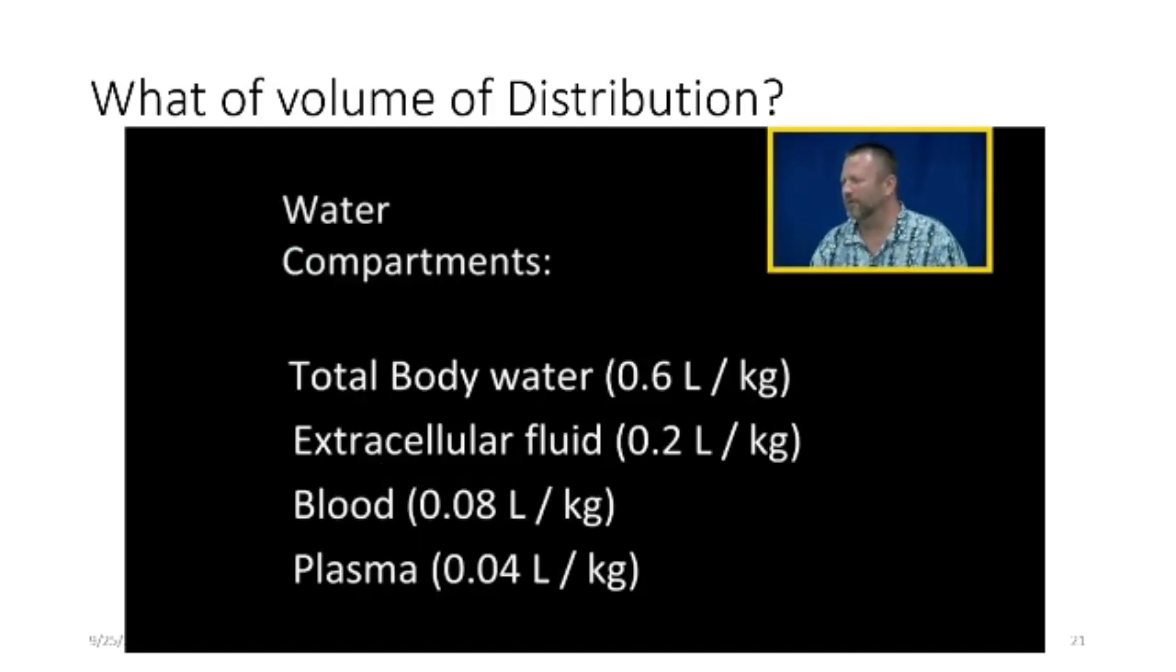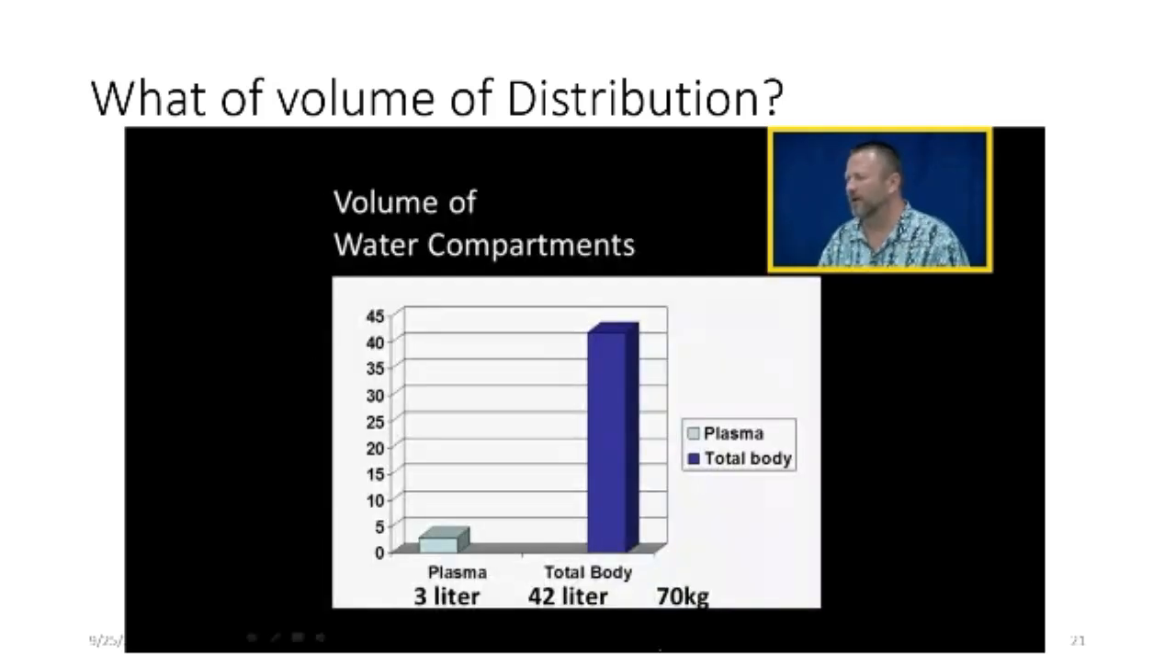The water compartments of the total body are 0.6 liters per kilogram. Extracellular fluid is 0.2 liters per kilogram. Blood is 0.08 liters per kilogram. The plasma, 0.04 liters per kilogram. So you can see the plasma compartment is very small compared to the total body water compartment. The plasma compartment of a 70 kilogram person is about 3 liters, whereas the total body water compartment is 42 liters.